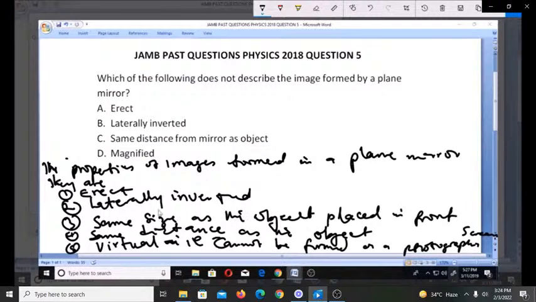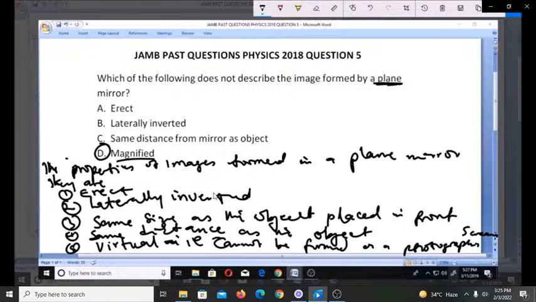So all these are characteristics of images formed by a plane mirror. So we can simply see that the option that is not there is D, which is magnified. So images that are formed by a plane mirror, very, very important, they are not magnified. Unlike that of concave and convex lenses, for plane mirror you don't have magnification.